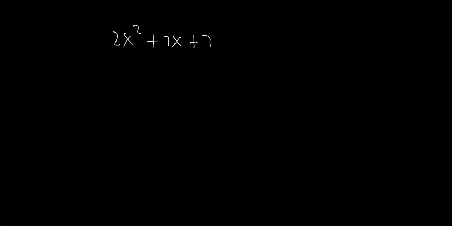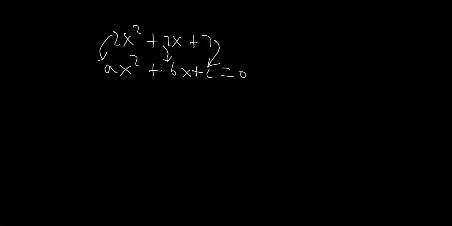So, again, I'll just write the quadratic equation of how it's defined. And yeah, there we go. So the 2 correlates to the a, the 7 correlates to the b, and the plus 7 correlates to the c.